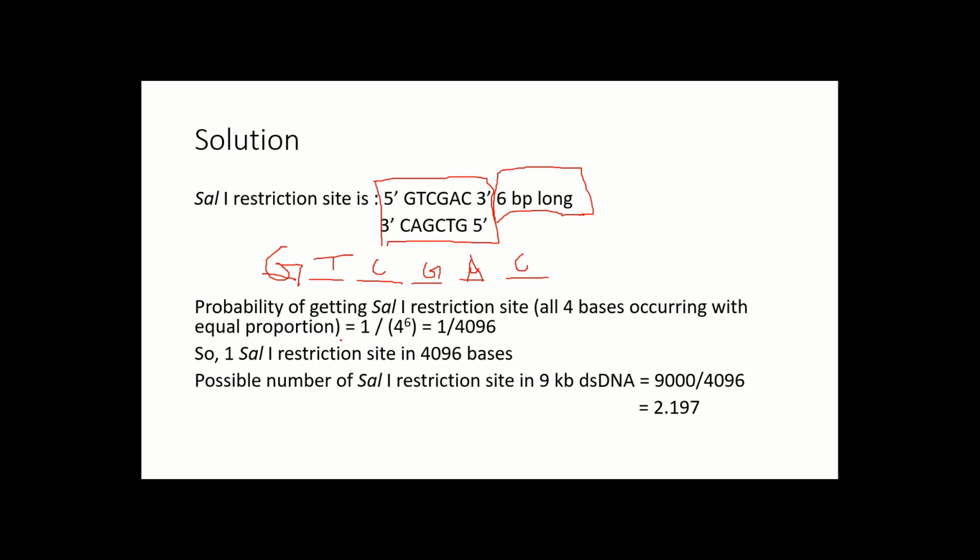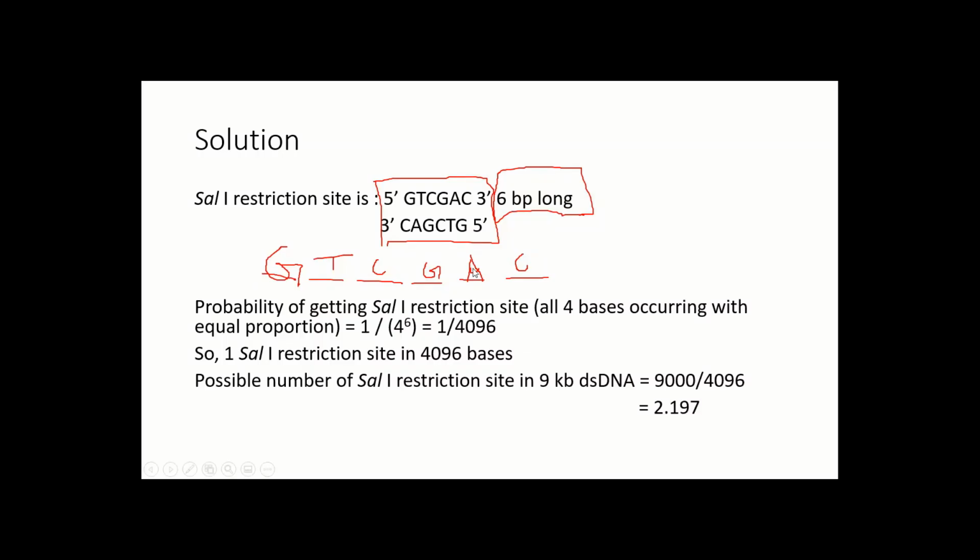As you know, the probability definition is the number of favorable cases divided by the number of total cases. The number of favorable cases is 1, because you can fill this 6-length space only one way to make it a SalI restriction site. Now the number of total cases: in how many ways can you fill these spaces with nucleotides?